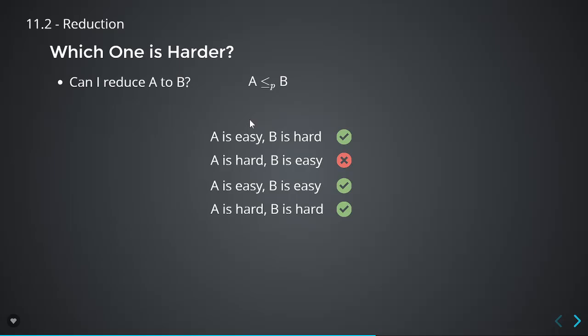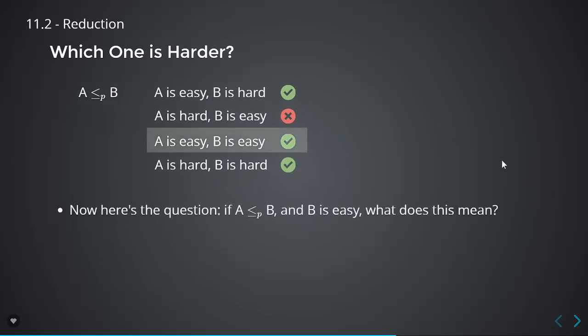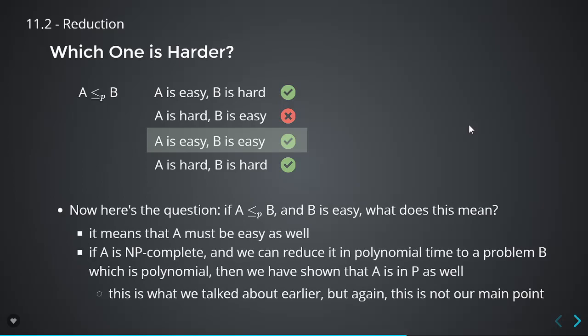So how are we going to use this? Now, this is what I mentioned earlier. If you can reduce A to B and B is easy, what does this mean? It means that A is easy as well. And this is what we can use to prove that B is NP. By reducing something which is NP complete to a polynomial time problem, we have shown that every NP problem can be done in polynomial time. You prove that P is equal to NP. Again, that's not our main point though. I hope you're fine with this.